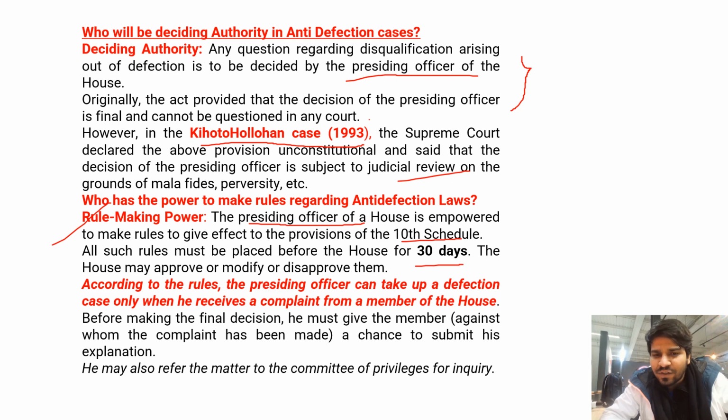According to the rules, the presiding officer can take up a defection case only when he receives a complaint from a member of the house. It means suo motu action on the part of the presiding officer is not allowed. He will take action once any member of the house complains against any other member. Before making the final decision, he must give the member against whom the complaint has been made a chance to submit his explanation, right?